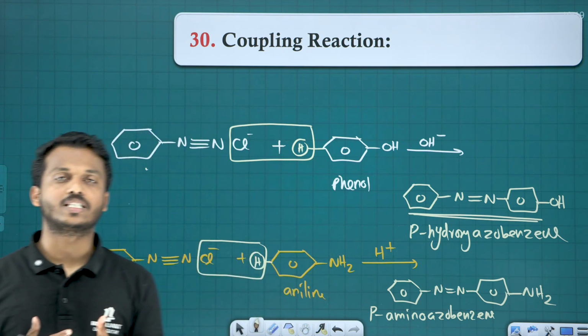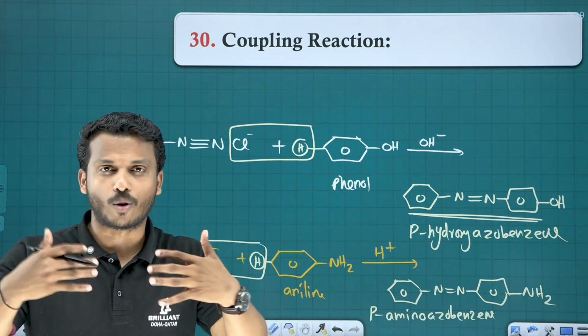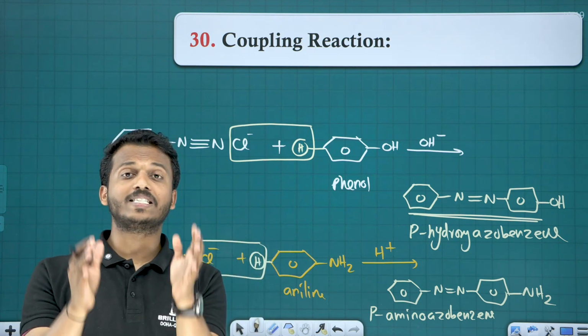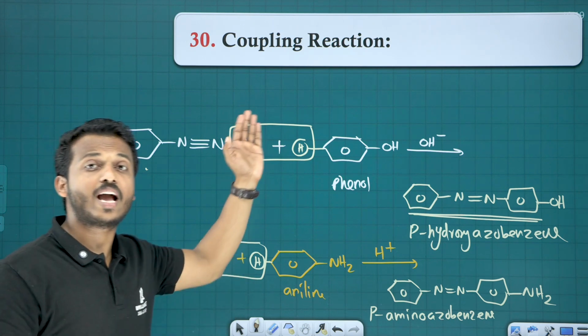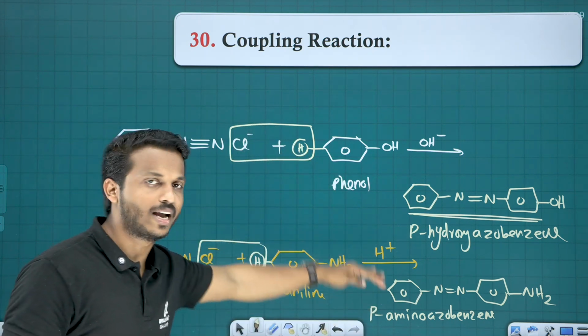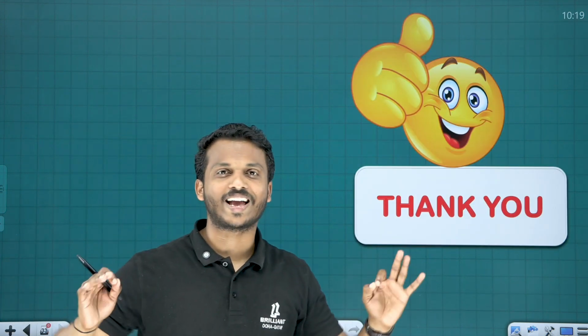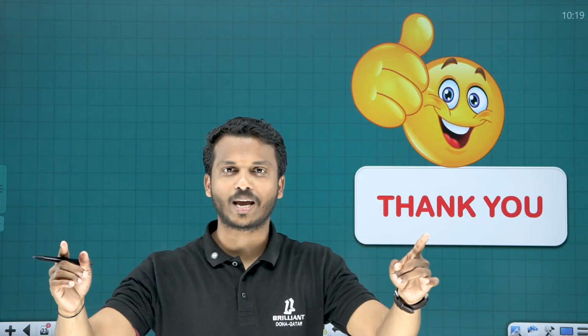So the coupling reaction is also called the azo dye test, for the preparation of dyes and coloring agents. When benzene diazonium chloride reacts with phenol and aniline, it undergoes coupling reaction and you get dyes. So these are all the complete name reactions in the organic chemistry chapter.